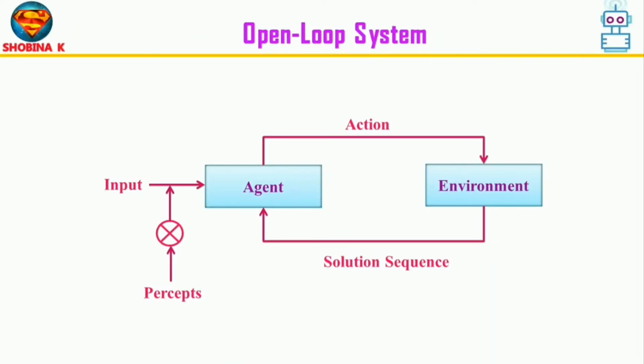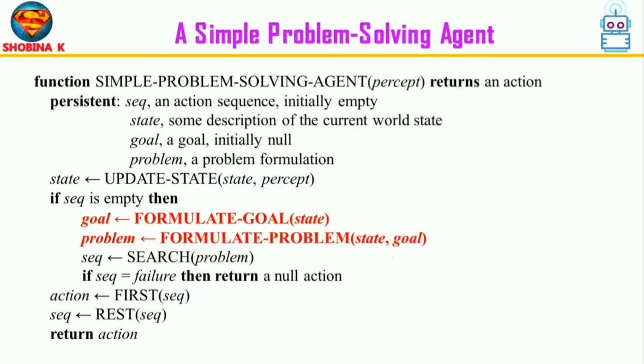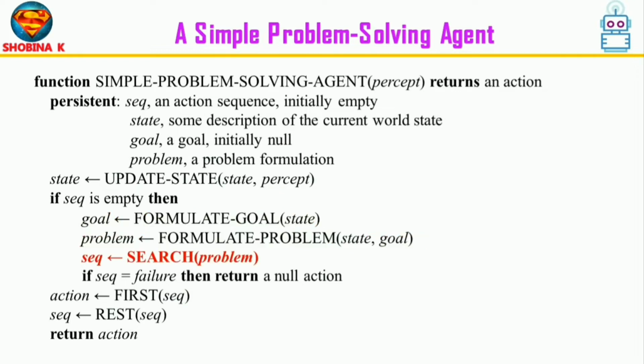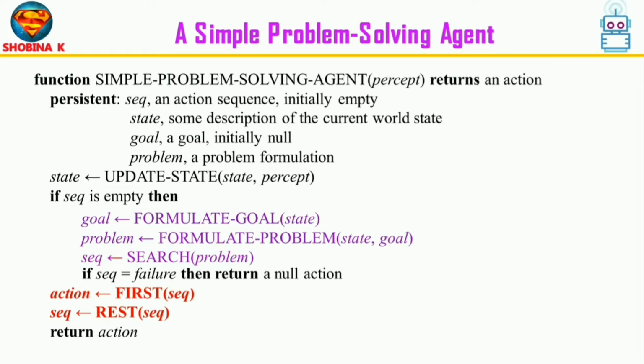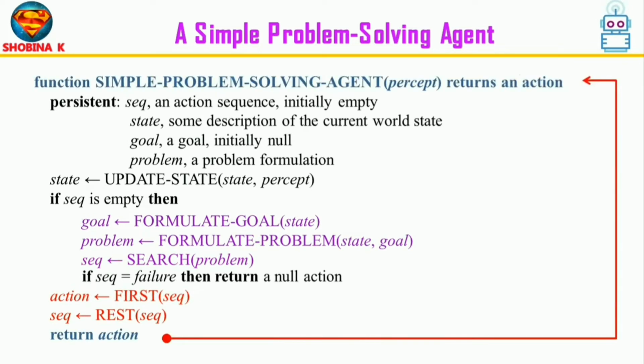While the agent is executing the solution sequence, it ignores its percepts when choosing an action because it knows in advance what they will be. So an agent that carries out its plan with closed eyes must be quite certain of what is going on. And we call this an open loop system because ignoring the percepts breaks the loop between agent and environment. And here is a simple problem solving agent. It first formulates a goal and a problem and searches for the sequence of actions that would solve the problem, and then executes the actions one at a time. When this is complete, it formulates another goal and starts over.